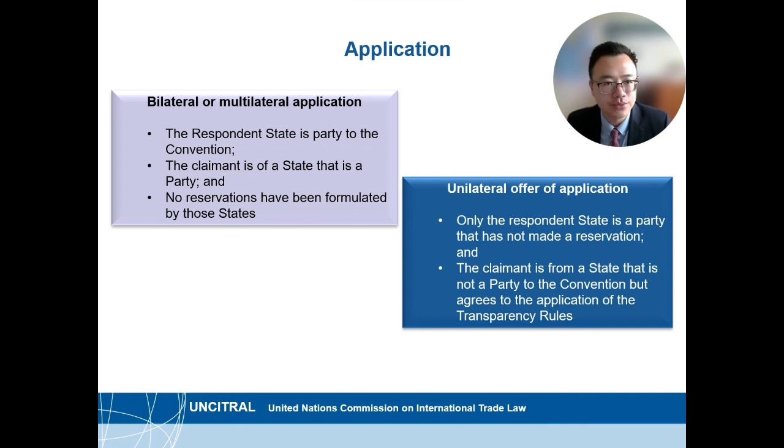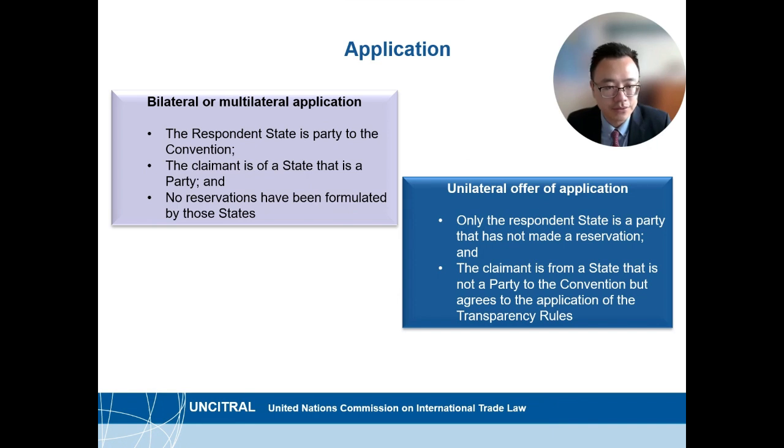The rule of bilateral or multilateral application of the Convention, and thus the rules on transparency, is provided for in Article 2, Paragraph 1 of this Convention. The Convention applies if the respondent is a party to the Convention, the claimant is from a state that is a party, and those states have not formulated reservations.